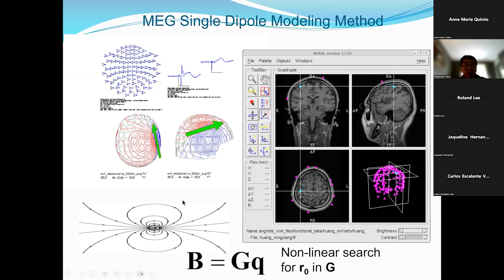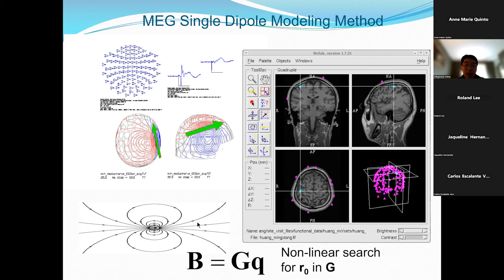Now you can solve the MEG inverse problem by adjusting the dipole location nonlinearly. In this equation, the MEG measurement is a linear function of the dipole strength, but a nonlinear function of the dipole location. Through a nonlinear search approach, I can find the location. Any time I move the location, I compute the MEG forward model and compare it with my measurement. If there's error, I keep searching. Eventually, I find the best location when the prediction with respect to the measurements is minimized, like a minimum fitting error. That's my best fitting solution.